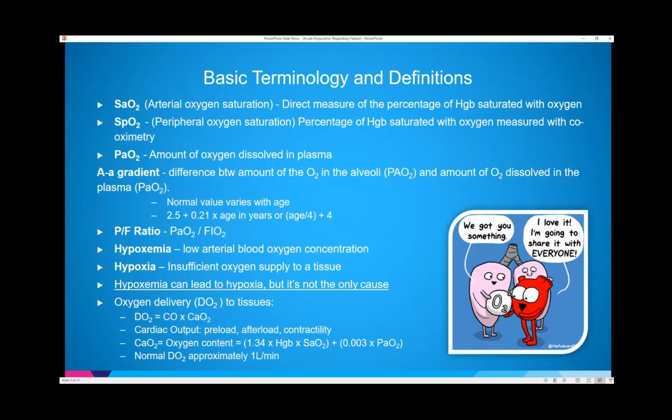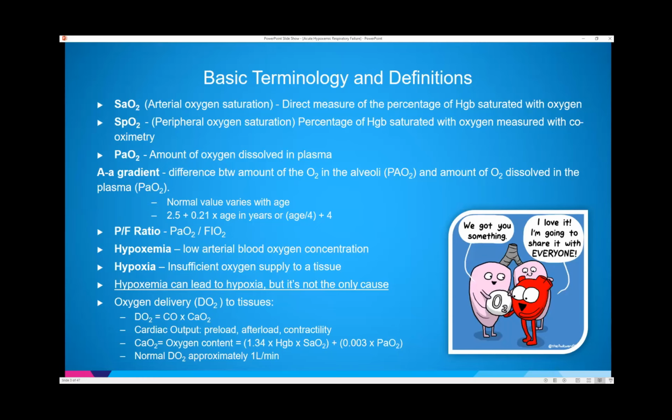So SaO2 is our arterial oxygen saturation. This is a direct measurement using an ABG, looking at the percentage of hemoglobin saturated with oxygen. This isn't something we commonly report. We normally talk about SpO2, which is your peripheral oxygen saturation, the percentage of hemoglobin that's saturated with oxygen, and it's measured by co-oximetry using different wavelengths of light. Now, normally your SpO2 and your SaO2 do correlate. However, there are conditions where you might have a discrepancy between the two. People who have methemoglobinemia, carboxyhemoglobinemia, it doesn't discern the differences. So you have to understand that when you're utilizing SpO2.